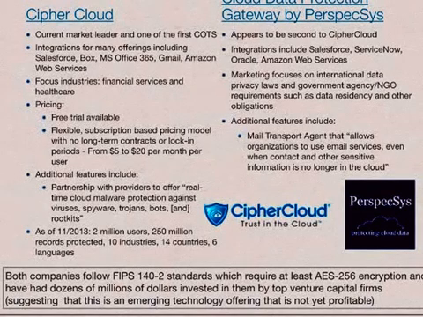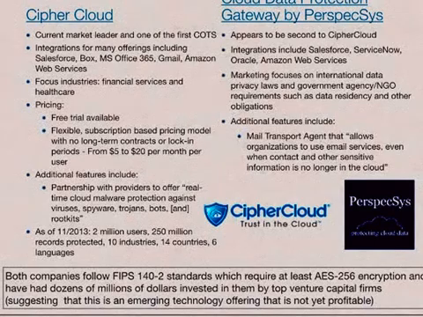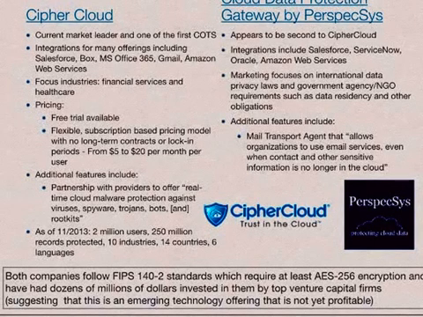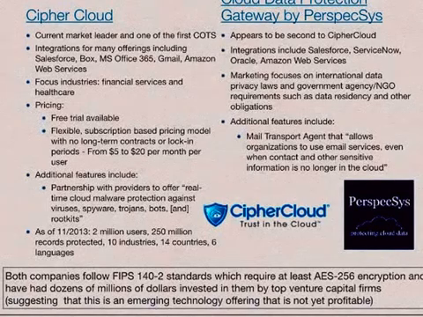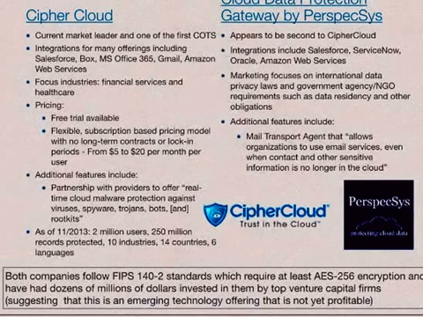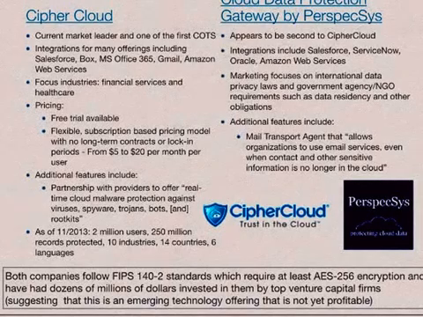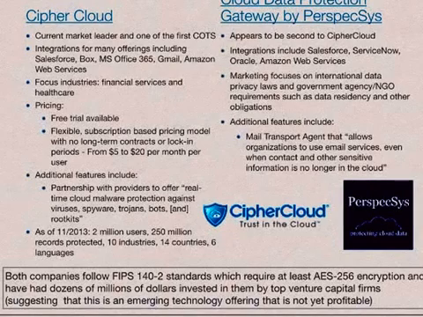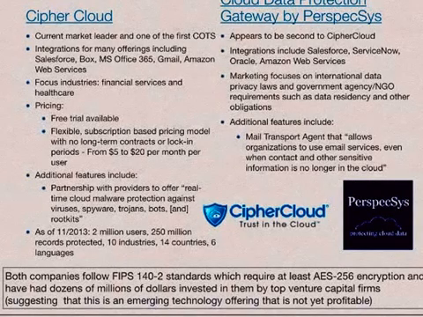Though pricing was not available on the CipherCloud website, I did find in one of their launch press releases from a few years ago that they price between $5 and $20 per month per user. As of November 2013, CipherCloud had 2 million users, 250 million records protected across 10 industries, 14 countries, and 6 languages. Of course, the missing number here is the number of clients they have.